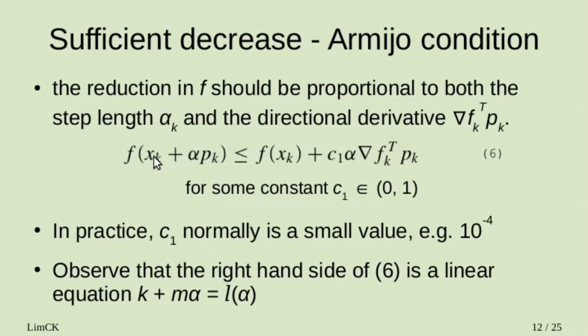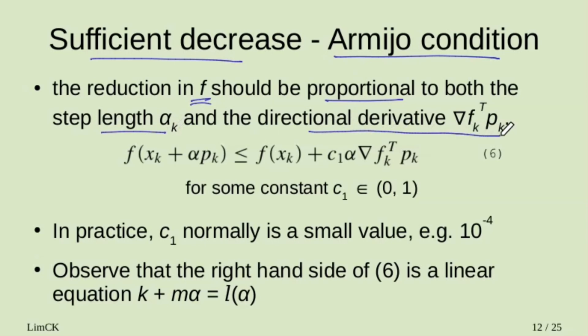Our major condition suggests that we must have not only a decrement in the cost function, but a sufficient decrement in the cost function when we choose an alpha. Here what it means is that the cost function reduction should be proportional to both the step length chosen and also the directional derivative. The directional derivative is just the gradient transpose, sorry, the gradient transpose with the direction.